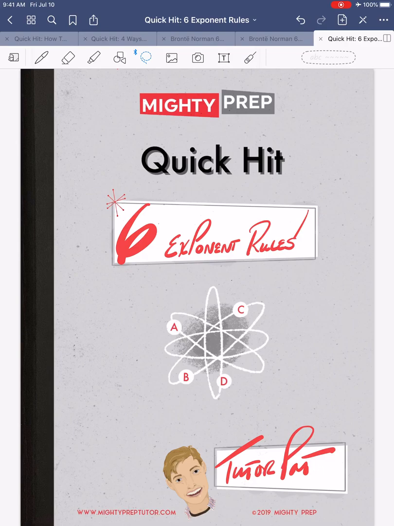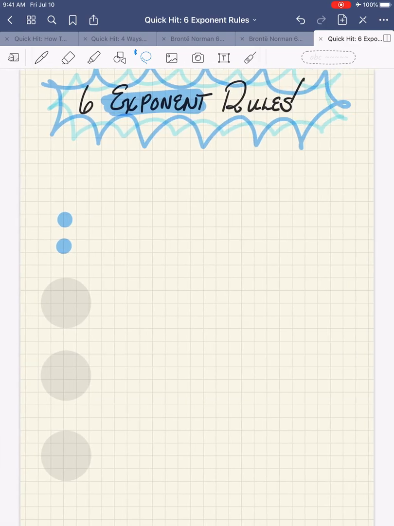This one is about the 6 exponent rules. Let's get to it. There are 6 rules governing exponents, particularly when I'm multiplying and dividing them, plus a special bonus rule. But before I get into those, I just want to define very quickly what an exponent is.